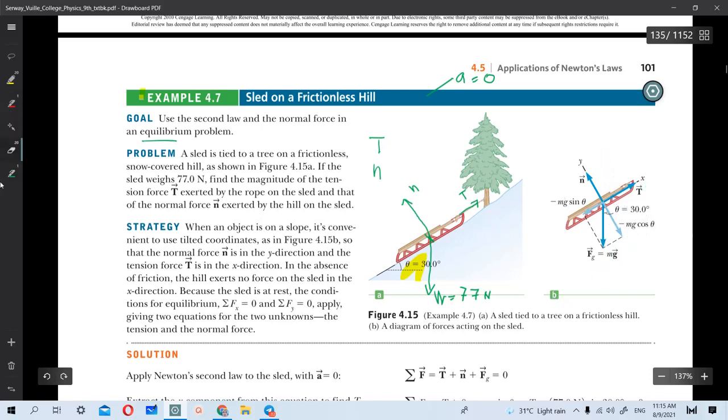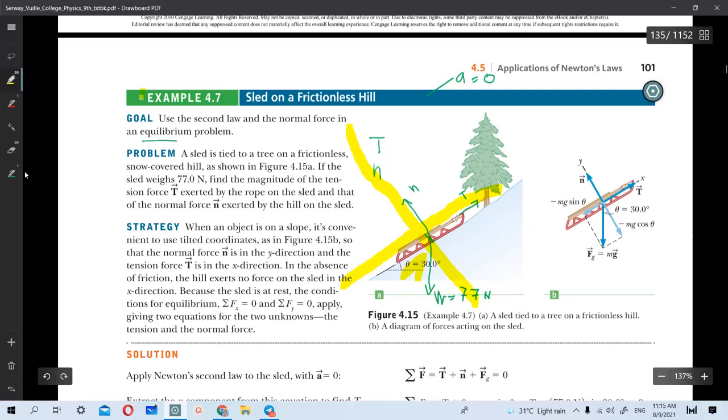Now, since our forces of interest, tension and normal force, are somewhere here, you will find that you would like to only assess forces in this direction along the incline and also perpendicular to the incline, because the understanding is that is where normal force and tension lie. That is where normal force and tension are. So that is why we want to look in this direction.